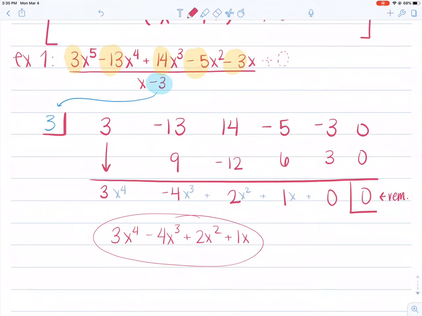If you were to do long division, you'd get the same answer, but hopefully you'll see the benefit of synthetic division, especially as we move forward into the following section.